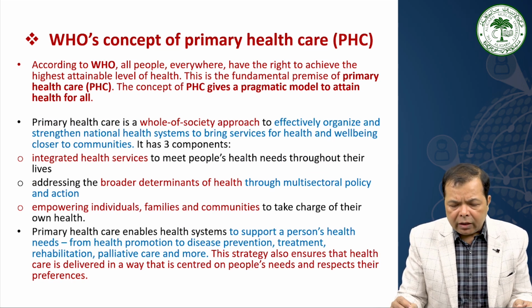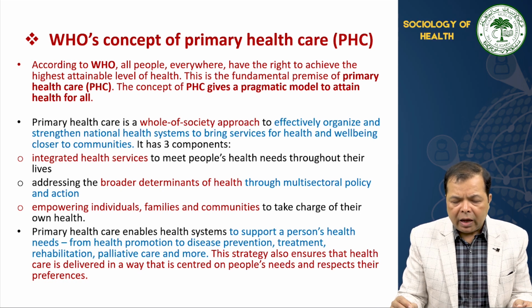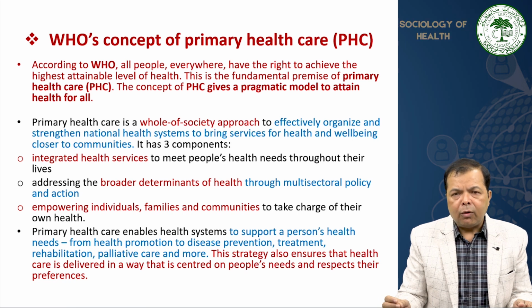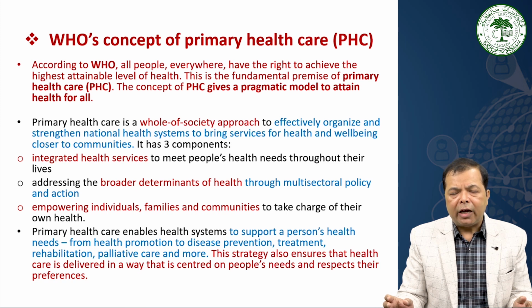According to World Health Organization, all people everywhere have the right to achieve the highest attainable level of health. This is the fundamental premise of primary health care. The concept of primary health care gives a pragmatic model to attain health for all. Now, just a few minutes before we stated that the Alma Ata Declaration basically gave the goal or the target of health for all. Now, when the world community is having the target of health for all, then it should have enough resources for that.